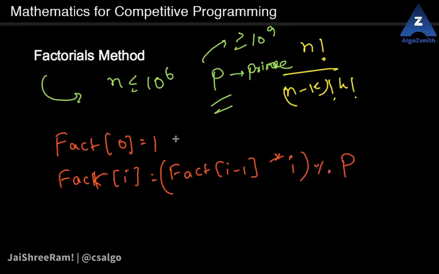So this is given to us in the problem. This we can do using a loop. As you can see, we need n up to 10 to the power 6, right? So we have to calculate the factorial up to 10 to the power 6, but that's okay because this is a linear pre-computation that we are doing once.